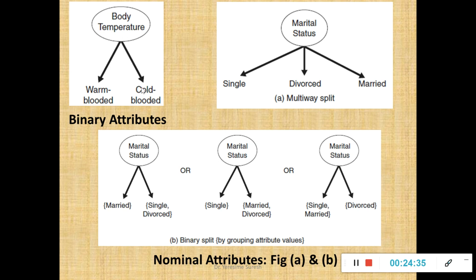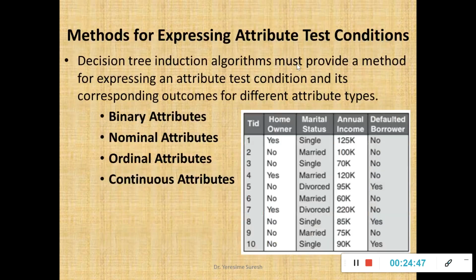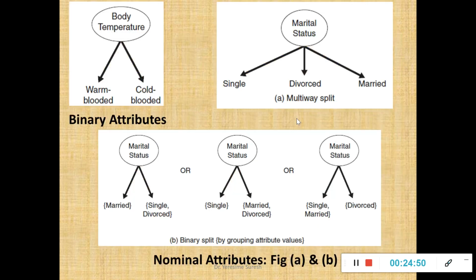It might be hot or cold. Wind strength, it might be weak or strong. So it is taking 2 values. This is an example for binary attribute. Multi-way splitting of a nominal attribute: in the previous case study, we have taken marital status. It is taking 3 values: single, divorced, married. This is multi-way split. The same nominal attributes can be binary split as well as grouped and split.